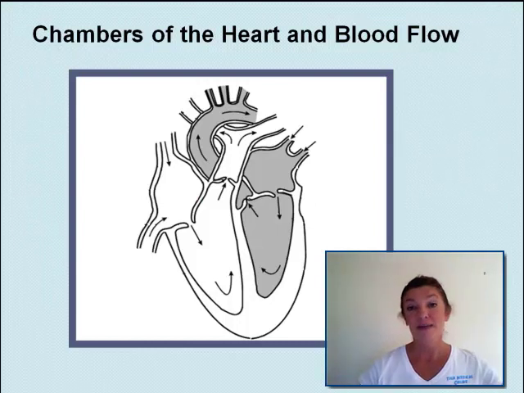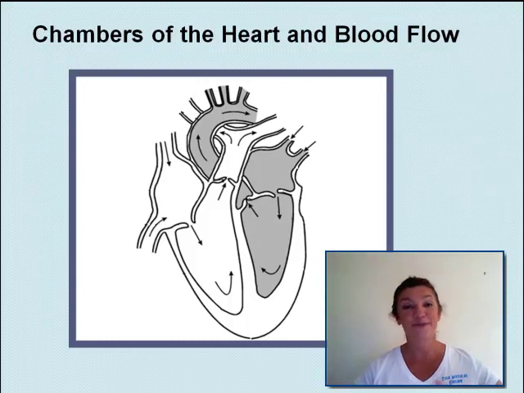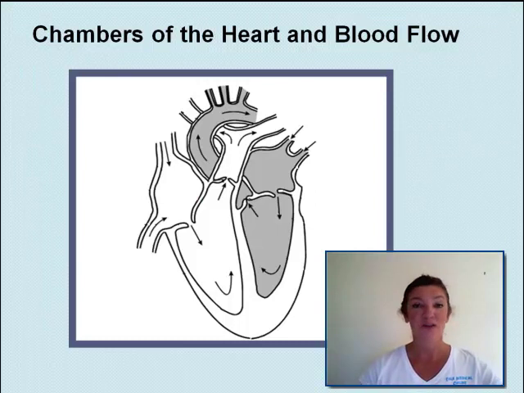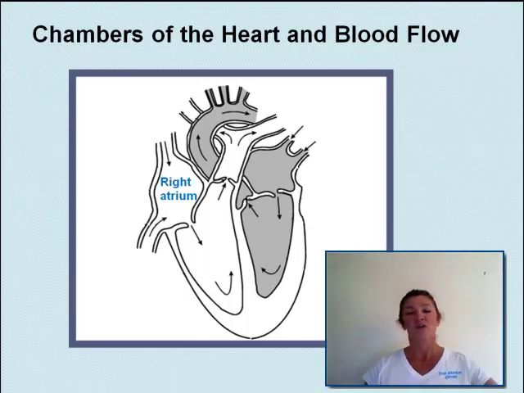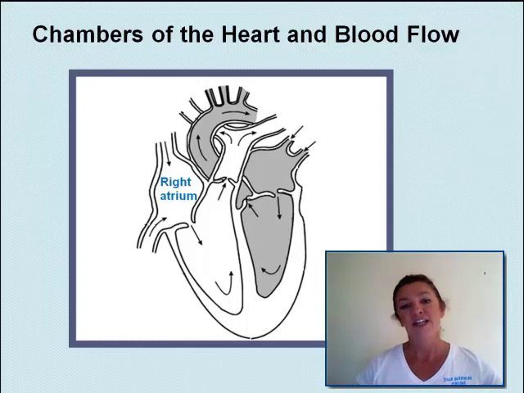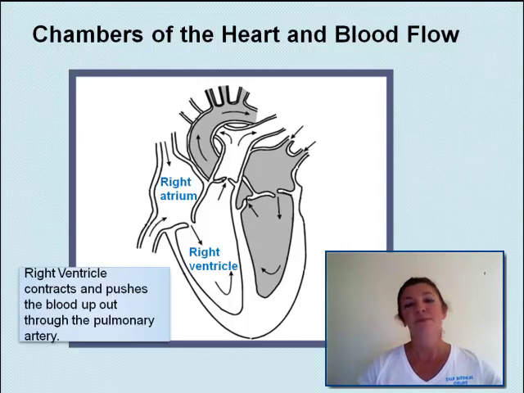To help understand many terms associated with the heart, it is useful to understand how the blood flows through the heart. So let's have a look at this diagram. On the left hand side you will see the term the right atrium. The blood from the vena cava, which is the name of the big vein on the right hand side of the body, enters the right atrium. From the right atrium the blood is then pumped down into the right ventricle.